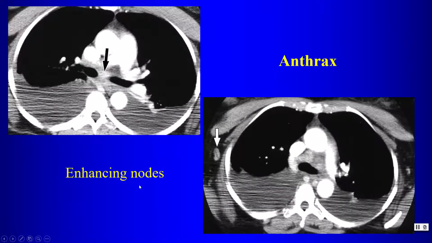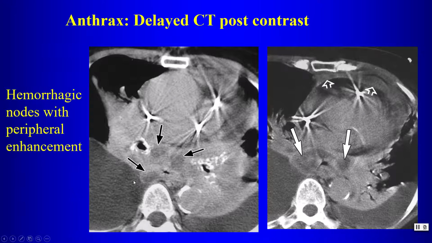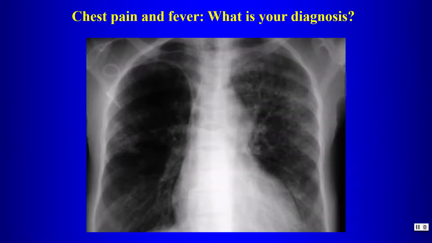And the nodes may also be enhancing. Here we see enhancing lymph nodes in this particular patient. And on delayed CT, because of the hemorrhage within the nodes, you may have this peripheral enhancement within the nodes with the lower attenuation in the center, somewhat similar to tuberculosis on these delayed CT scans of anthrax.